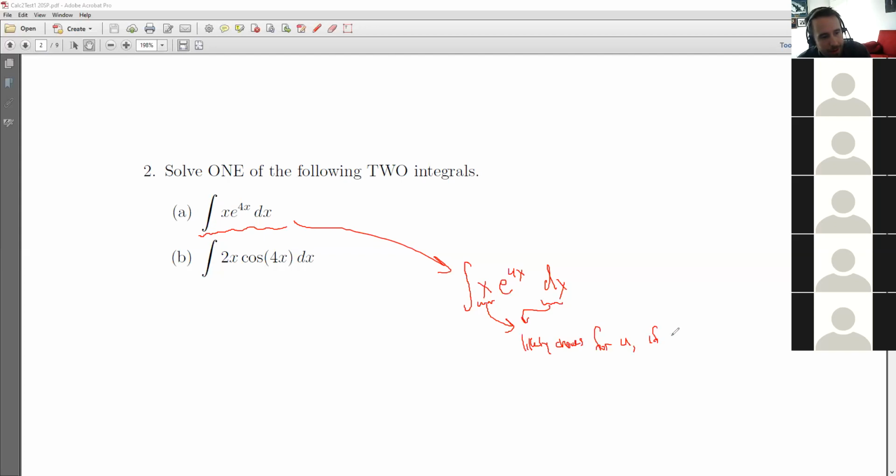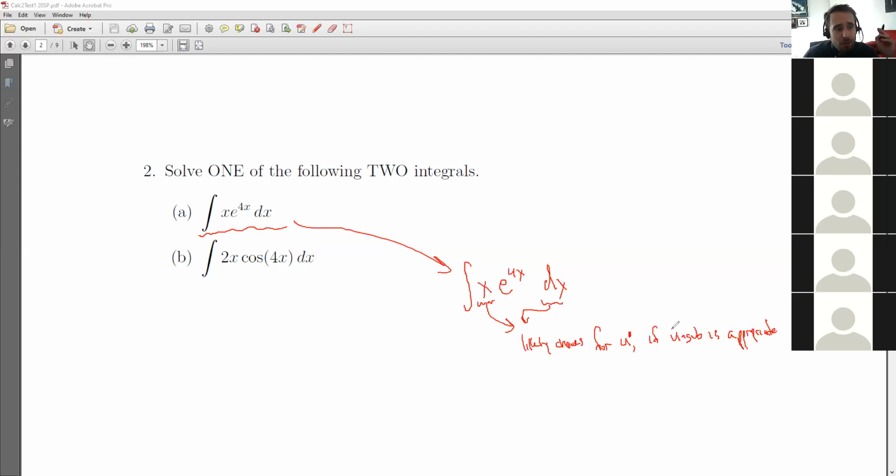if u sub was appropriate. Now the problem is, in this case, these are likely choices for, I said u, I really wanted to say u prime or du. These are likely choices for u prime if u sub is appropriate.